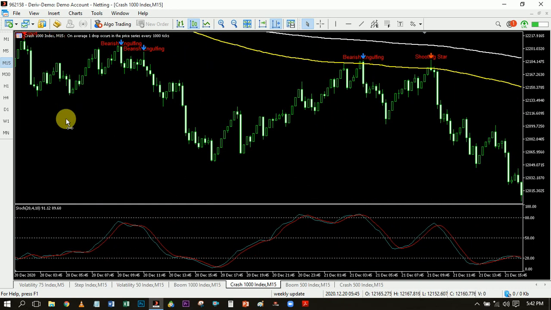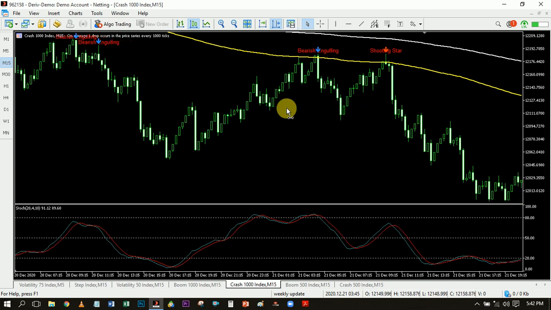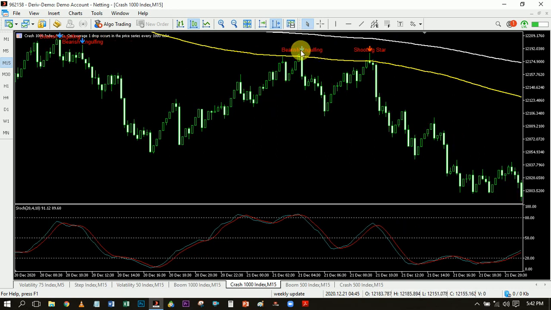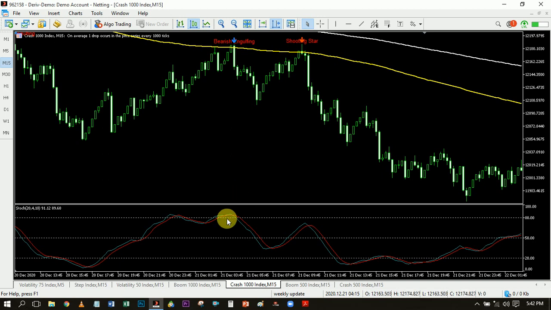Okay, sorry, that's not it. Okay, look at it here. You can see that we have the bearish engulfing, that is bearish, that is downtrend, and shooting star. This is the shooting star. It's a bearish candlestick pattern. So you can see that. This tells you that the market is coming down.